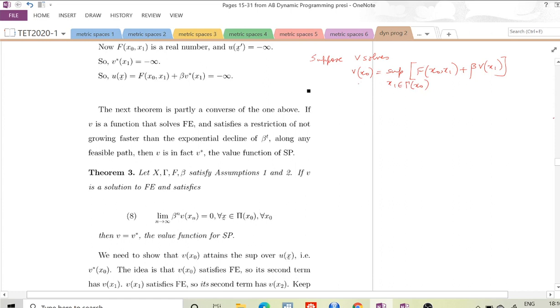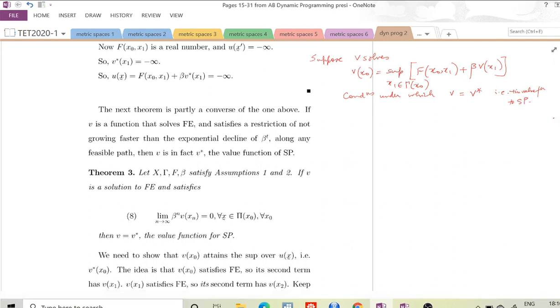So theorem 3 gives conditions under which V is actually V star, that is the value function to the sequences problem. And these are again very mild conditions. So the theorem says, suppose X, gamma, f, beta satisfy assumptions 1 and 2.